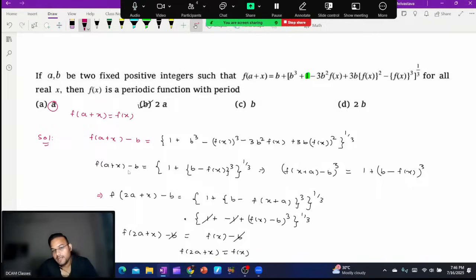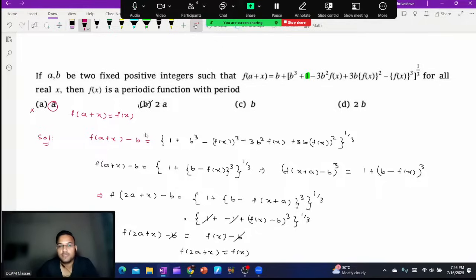But in no way are we going to get f of a plus x equal to f of x here, because f of a plus x minus b is equal to 1 plus something. It's there. It's not becoming equal to f of x. So this option is ruled out.